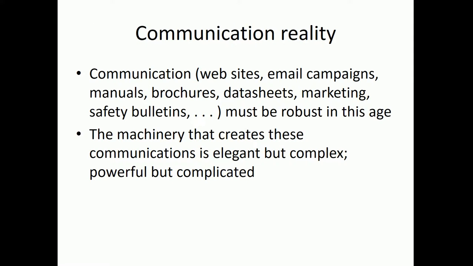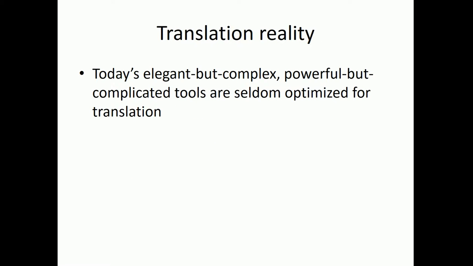Well, so now we've looked at the global reality. Let's look at the communication reality. Communication, whether it be websites, email campaigns, manuals, brochures, data sheets, marketing, safety bulletins, etc., must be robust in this day and age. The machinery that creates these communications is elegant but complex, powerful but complicated. So we've looked at the global reality and the communication reality. What about the translation reality? Today's elegant but complex, powerful but complicated tools are sadly seldom optimized for translation.